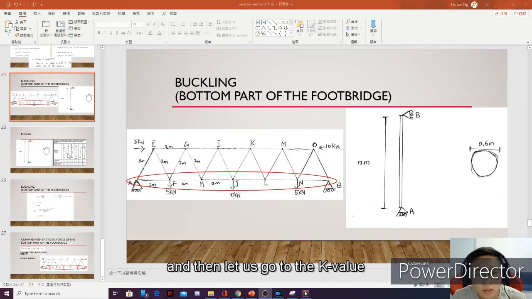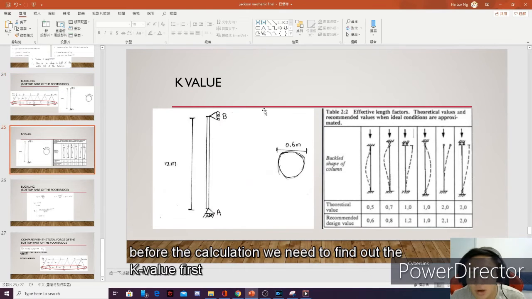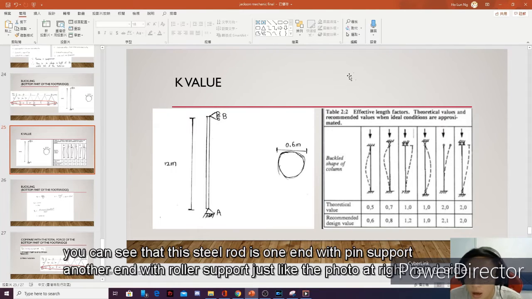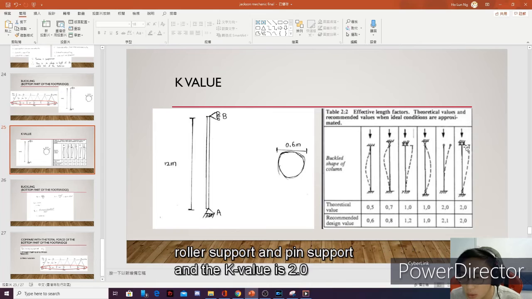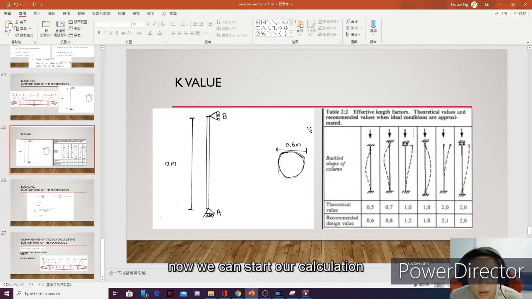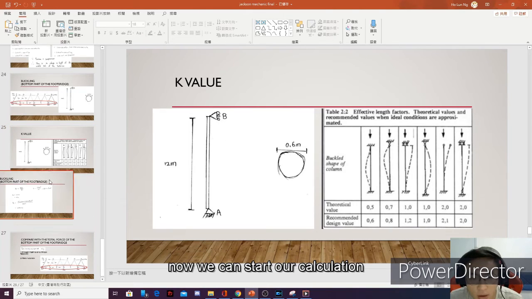Then let us go to the K value. Before the calculation, we need to find the K value first. You can see that this steel rod has one end with pin support and another end with roller support, just like in this photo on the right hand side, and the K value is 2.0. Now we can start our calculation.